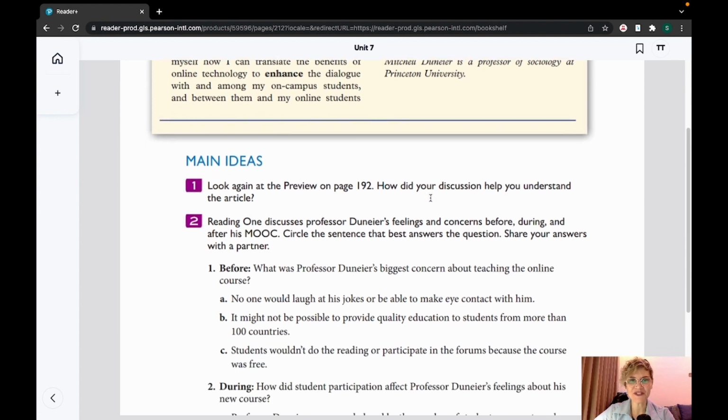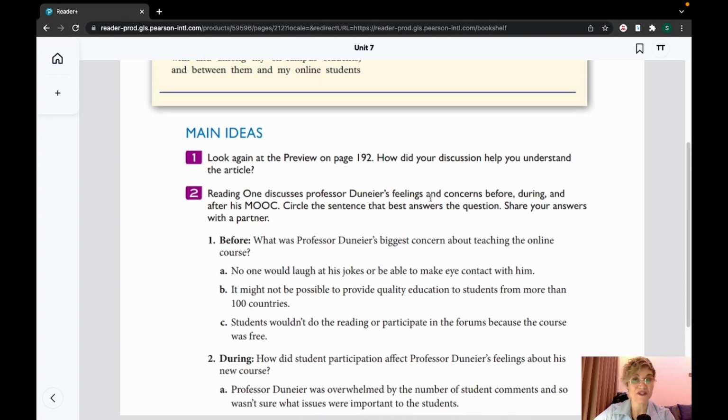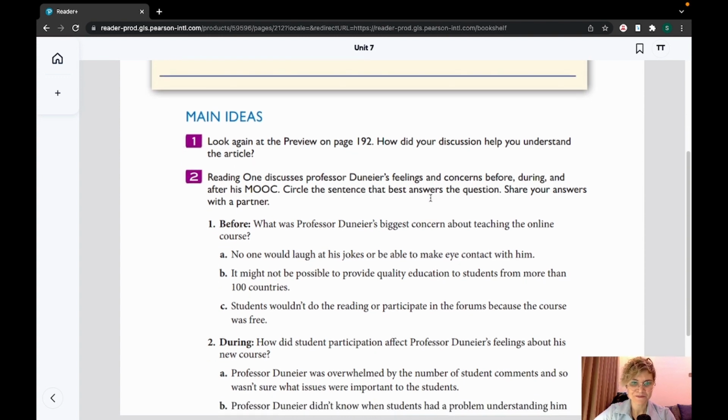Okay, we're looking here at the first point, which is how did your previewing work? Did it help you focus and direct you to read the text and better understand the text? And what is the main idea of the text?